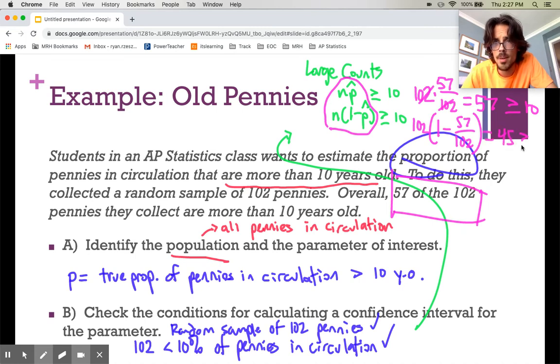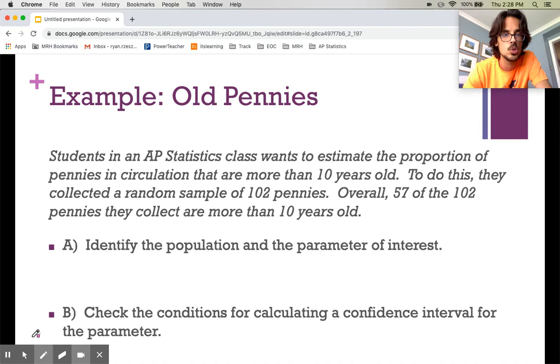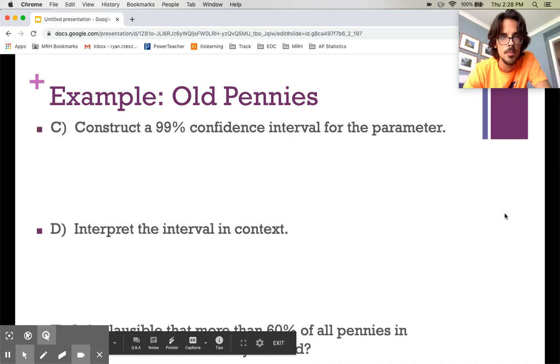Pretty sure it's 45. If I'm wrong on the math, whatever it is, it's greater than 10. So we're good there. So this tells us that the distribution is approximately normal. What is approximately normal? Well, it's the sampling distribution of p hat. It's p hat's graph. But if you're going to forget that on a test, just say, oh yeah, approximately normal, and that should be good enough. You've at least acknowledged that the distribution should be approximately normal. If you said actually normal, that might cost you credits, so don't do that.